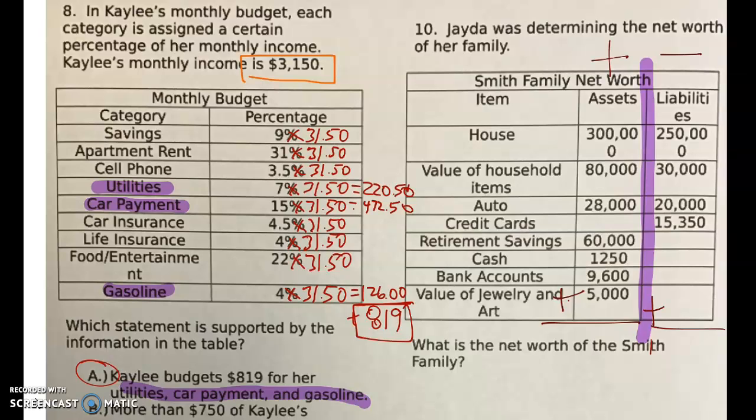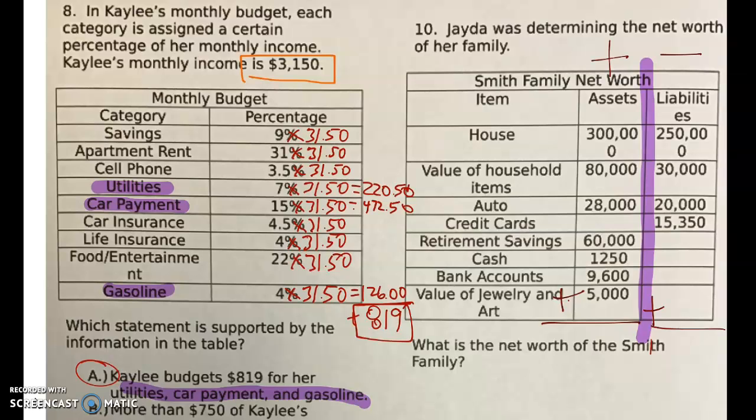all of these assets, and the numbers look weird, but the asset of the house is $300,000. The value of the items is $80,000. This is dollar amounts, by the way. Their autos, meaning vehicles, is $28,000. They don't have any credit card assets because that's just a liability. It's nothing else. They have a savings of $60,000.